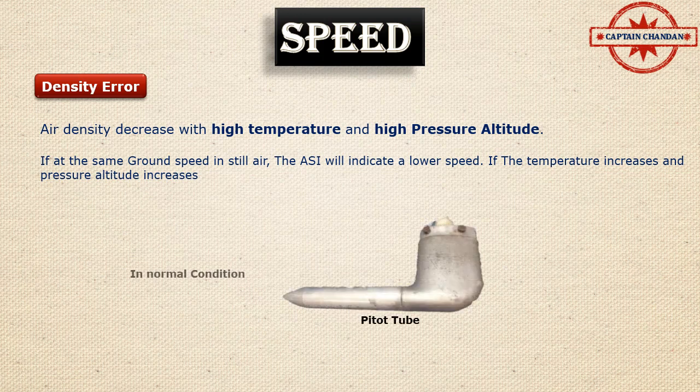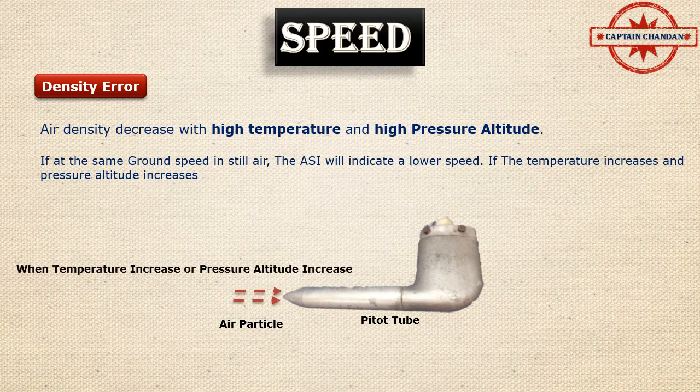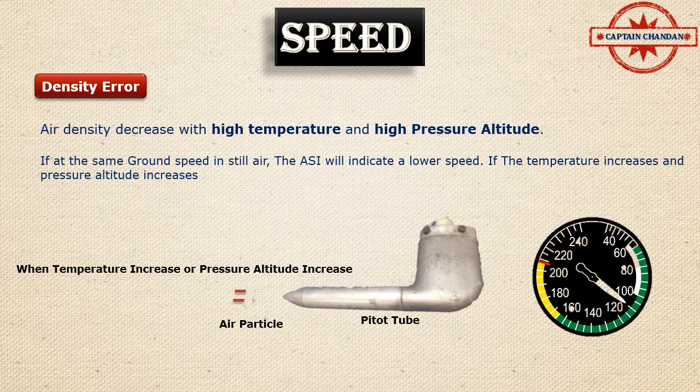We'll take two situations. First, in normal condition, for example, 4 air particles enter the pitot tube, by which we will get correct airspeed. Now when the temperature increases or pressure altitude increases, as we know, then density decreases. So now due to low density, only 2 air particles enter the pitot tube, and that gives a lower indication on the airspeed indicator.